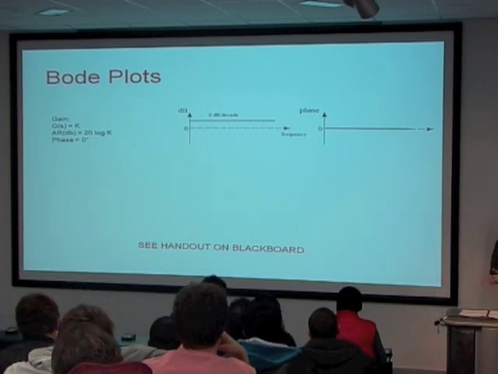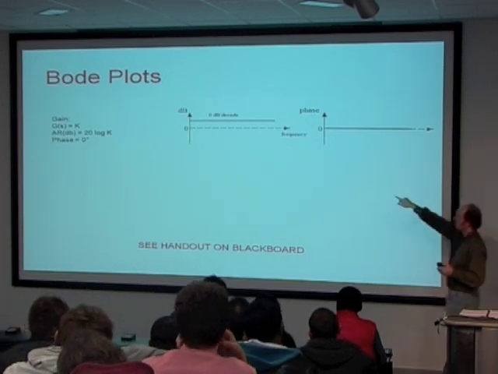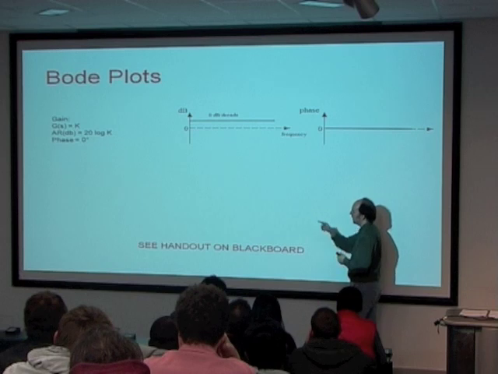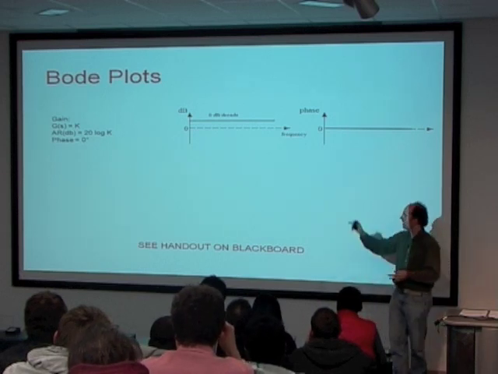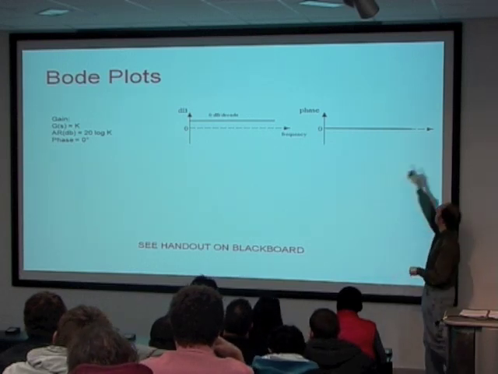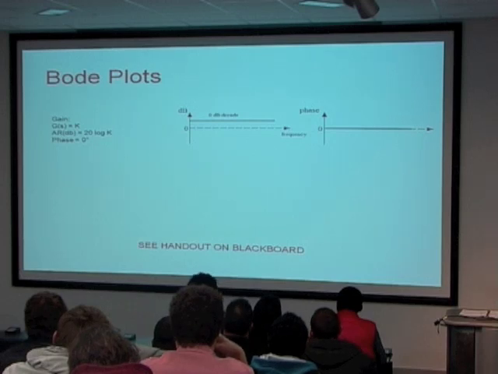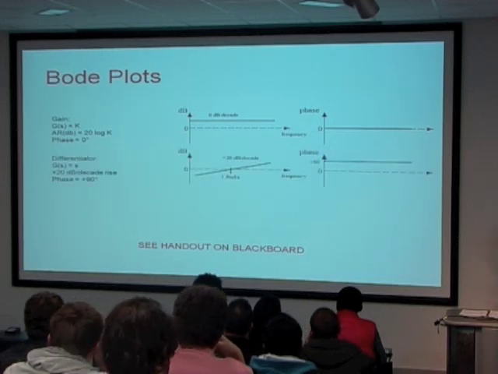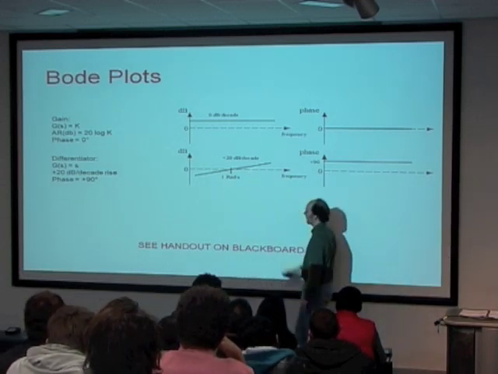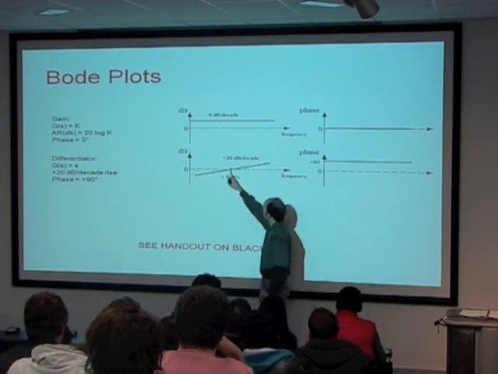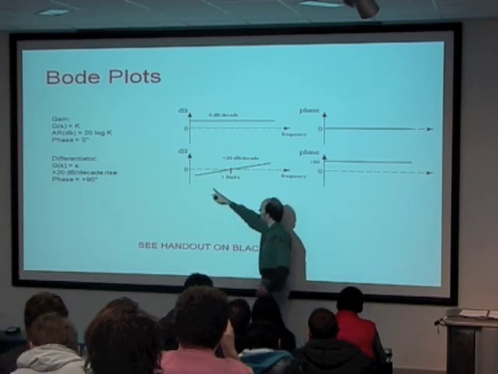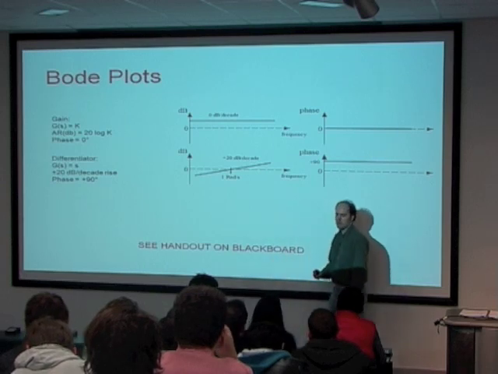For a gain, okay, the amplitude is a straight line. And that amplitude will depend upon your gain. And you do 20 log k, you get the value of that straight line. Okay, and the phase, there's no phase associated with the gain, so the phase is 0. With a differentiator, so this is the S term, we get a 20 dB per decade rise as the frequency goes up. Okay, and it will cross the 0 point at 1 radian per second. Okay, this is what a differentiator looks like in the frequency domain.